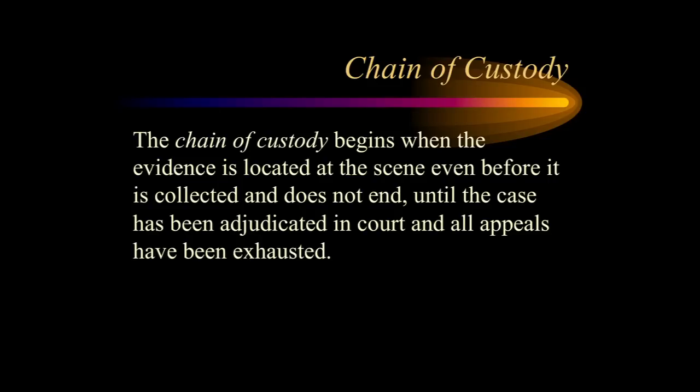As a part of physical evidence, then, chain of custody is critical. And the chain of custody begins when evidence is located at the scene, even before it is collected, and does not end until the case has been adjudicated in court and all appeals have been exhausted. Any interruption in this chain of custody can cause difficulties in prosecution of a case.